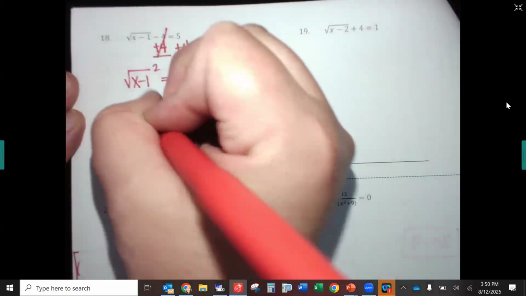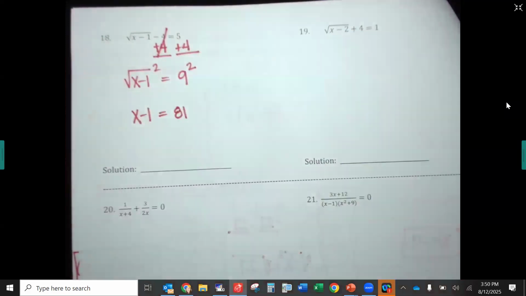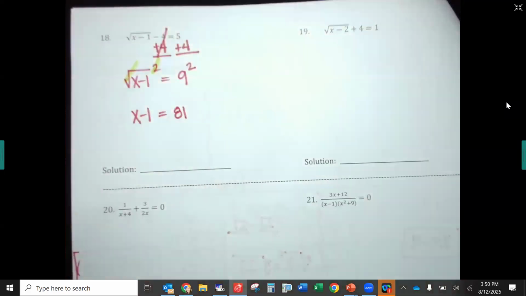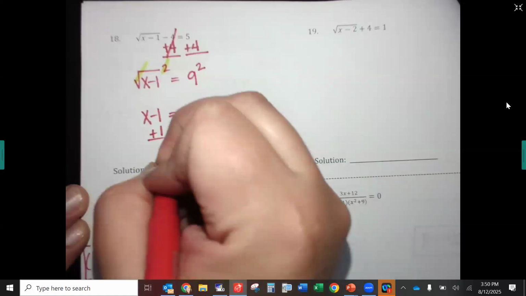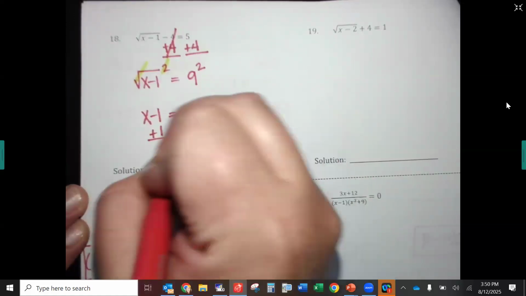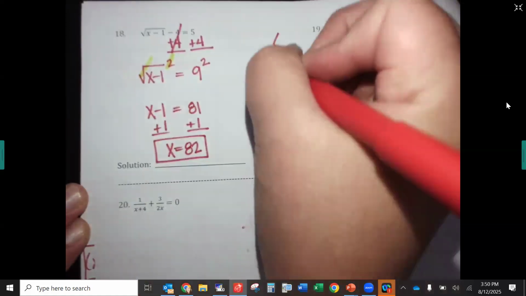Square, and 9 squared is 81. Okay, now remember, a squared and a square root cancel each other out. So that's why we applied the 2 power to get rid of the 2 root, right? Okay, then add the 1 across. What's my final answer? 82. Very good. Okay. One more like that.